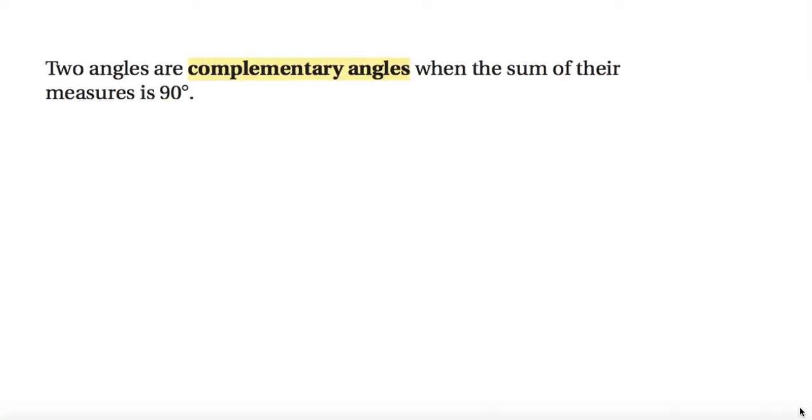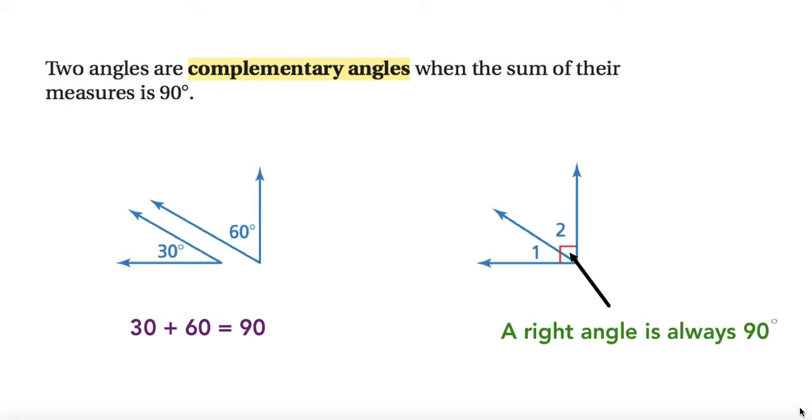Two angles are complementary angles when the sum of their measures is 90 degrees. Let's look at our models. Here I have an angle that is 30 degrees and an angle that is 60 degrees. Together, 30 plus 60 equals 90 degrees. In my second model, I see that I have two angles that form a right angle. A right angle is always 90.